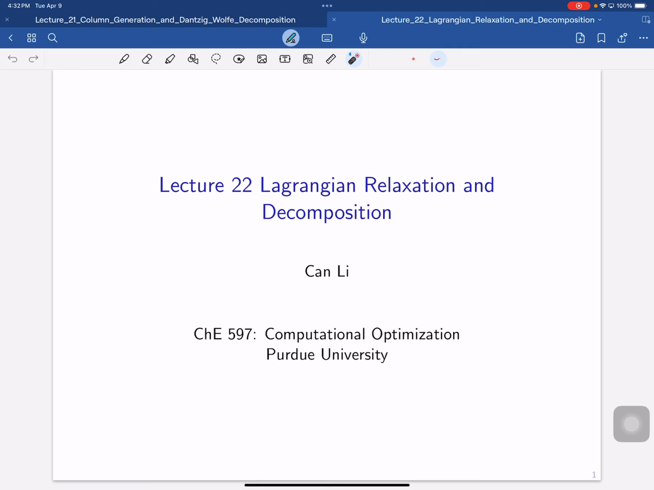Today we will talk about Lagrangian relaxation and Lagrangian decomposition. The intuition is very similar to Dantzig-Wolfe decomposition. They are usually used to solve problems with complicating constraints. But we will show that Lagrangian relaxation can be seen as the dual of Dantzig-Wolfe decomposition. You will see that in this lecture.